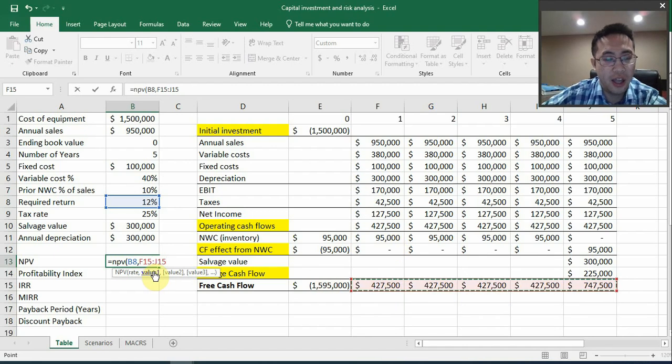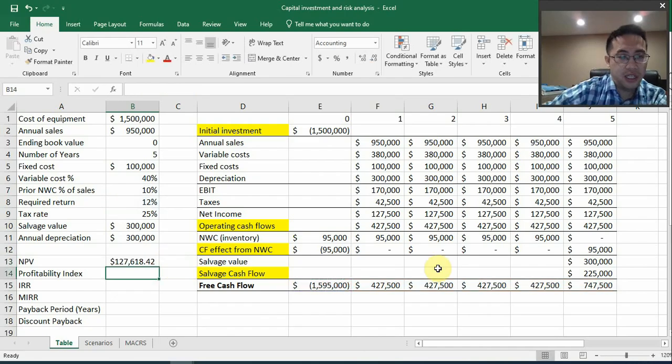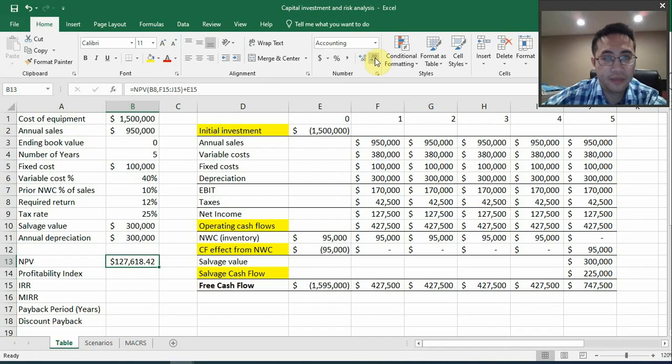As you can see, the hint is telling you to go with the value 1 first. And what about the value 0? It's going to be added outside the NPV function. So you're going to add it after the NPV parenthesis is closed. So this is your NPV. That basically means the project will make a value to you, or a net profit to you, of $127,000 plus. The next one is profitability index.